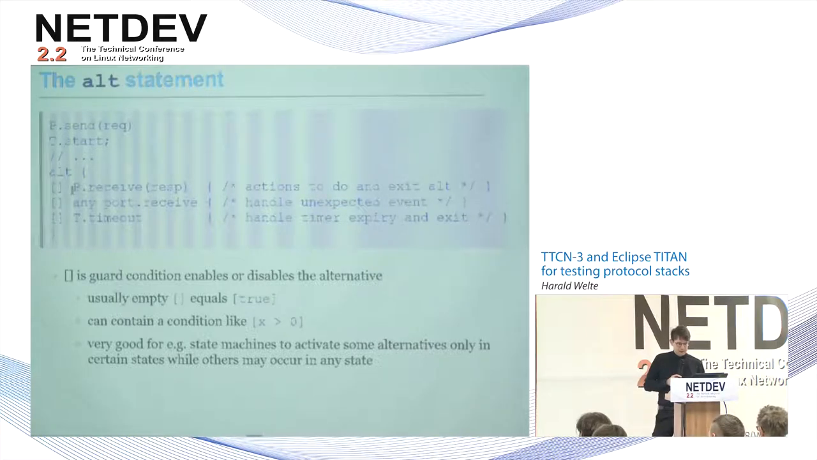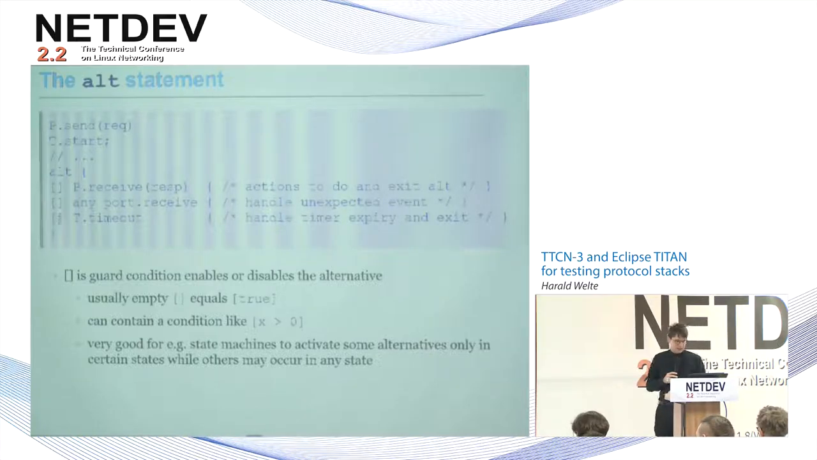Here we say, well, if on test port P, we receive something that matches RESP, where RESP might be a template to match a response according to your spec, then you have a block here in curly braces of whatever to do if that happens. And the control flow then continues after this alt statement. Or if you receive anything else on any other port, you can define whatever should happen there. Or if a timeout on this timer T, which you started up there, has happened, then you can handle timeout expiry or something like that.